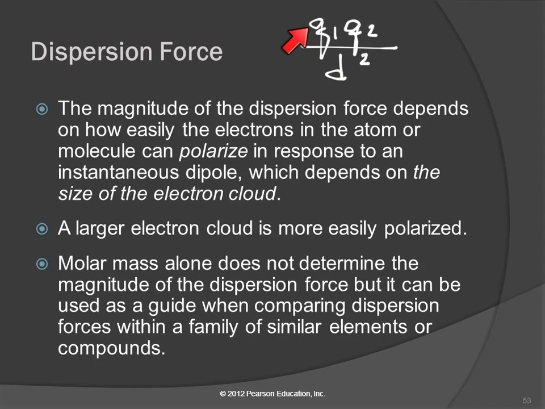So if you increase the charge on the objects, you increase the force of attraction. So when that atom is more polarized, meaning the partial negative charge on one side is larger, then the force of attraction is greater. Does that make sense? Higher charges, more attraction. And the amount of polarization depends on the size of the electron cloud. So a larger electron cloud is more easily polarized.